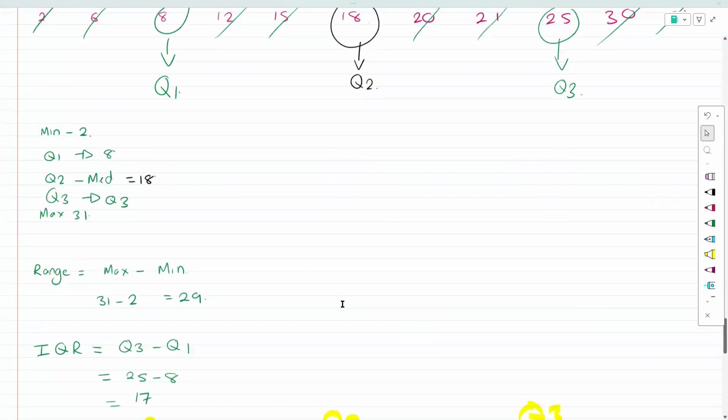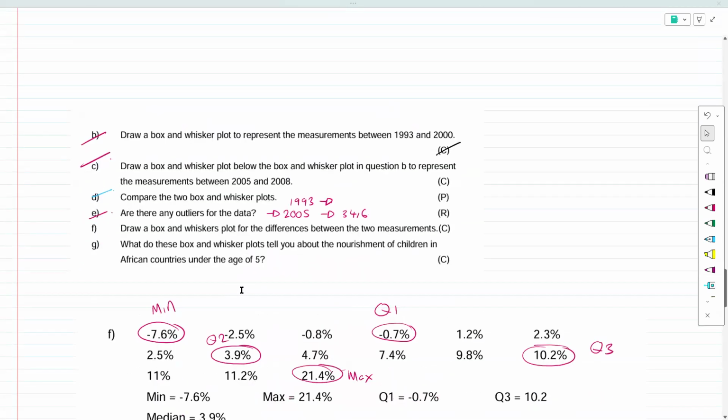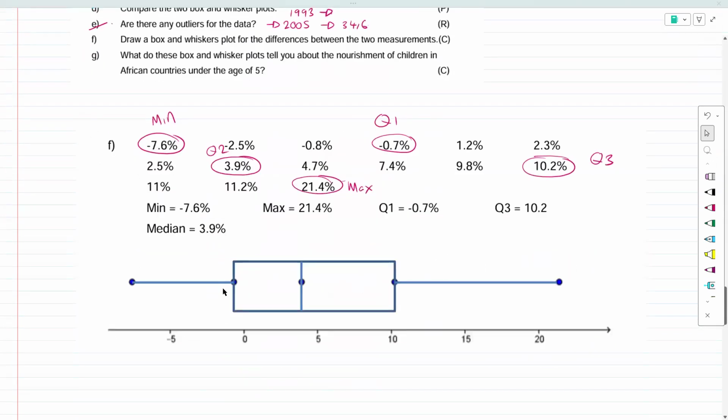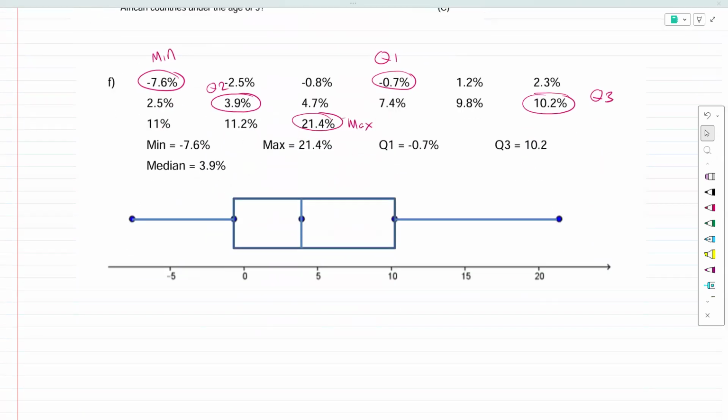But the last question for the box and whisker diagram here would be, what do these box and whisker plots tell you about nourishment of children in the countries under the age of 5? You see, the box and whisker diagram, it shows there's a decrease in the number of children under the age of 5 that's undernourished. You can see that the kids are not struggling so much. Between 1993 and 2008, you can see 25% of the countries are shown to have an increased number of children that are undernourished, but 75% of the countries improved their undernourishment.